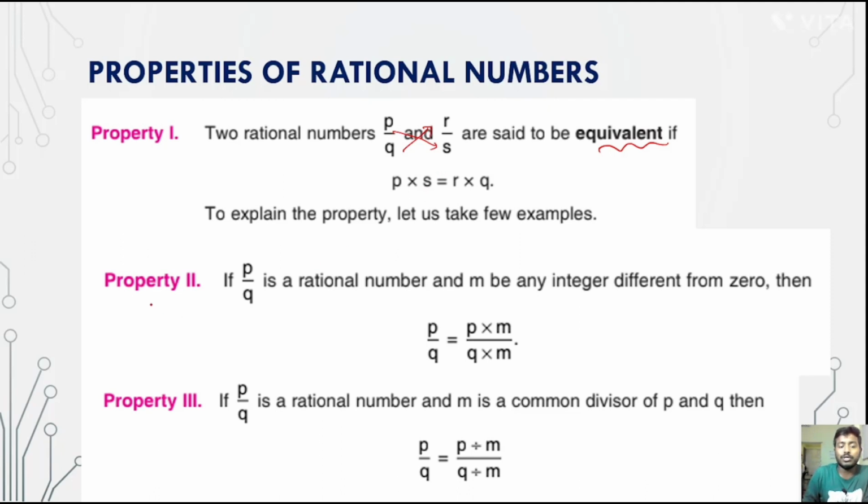Now property 2: p by q is a rational number and m is any integer different from 0, then we can multiply m with both the numerator and the denominator. Property 3: if p by q is a rational number and m is a common divisor of p and q, then we can write p divided by m, q divided by m. It means we can multiply or divide both sides by any integer. This is property number 2 and 3.